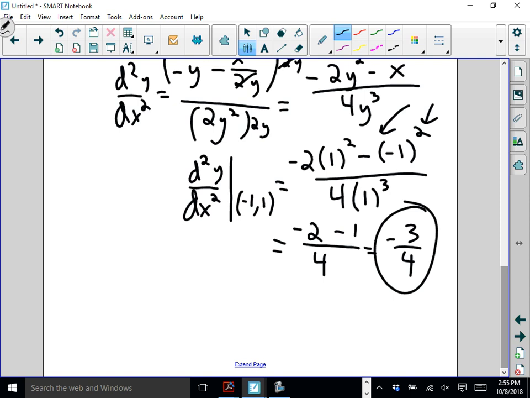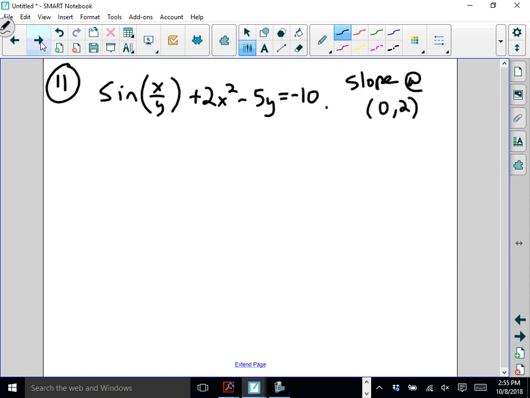Okay, the last problem I want to look at is problem 11, then we'll be done. Here I want to find the slope of the tangent line at the point 0, 2. Okay, this is a tough one because I got a chain rule within, right, or I got a quotient rule within a chain rule. So I got to be very careful here. This one's pretty easy to mess up. Probably the hardest problem on the review sheet.